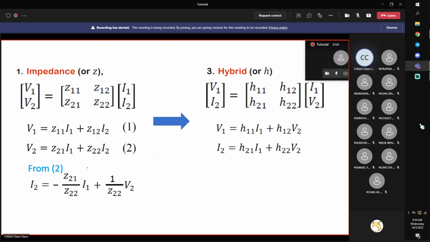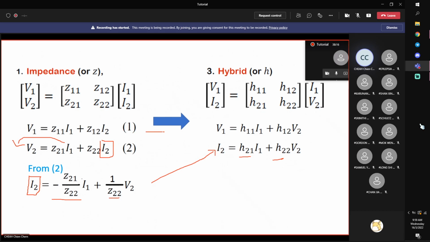Therefore, what I need to do is just rearrange these equations by putting I2 as my subject. The rest I just put to the other side of the equation. Then I can get I2 in terms of I1 and V2, which is what we want over here. So basically H21 is this, and then H22 is this, which means I can convert from one form to another through algebraic manipulation.